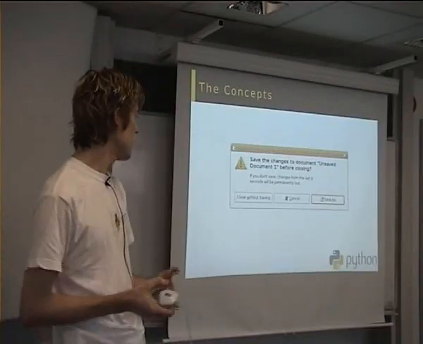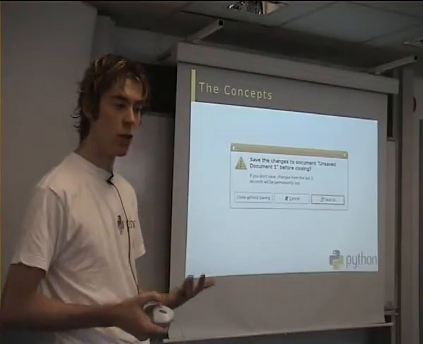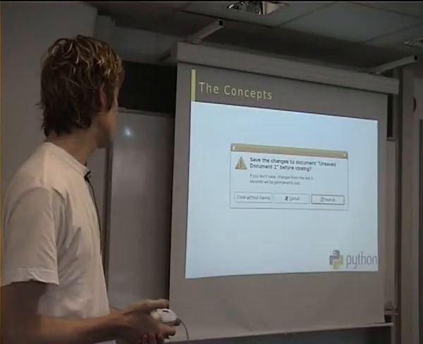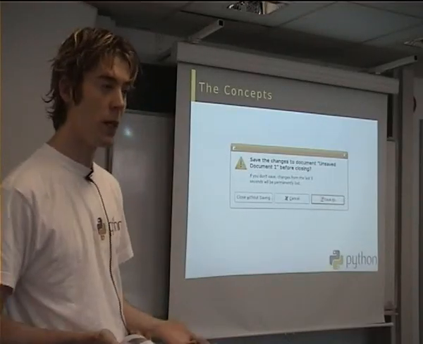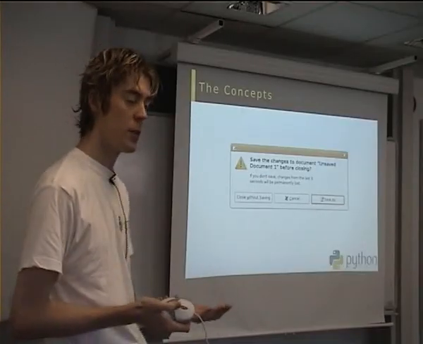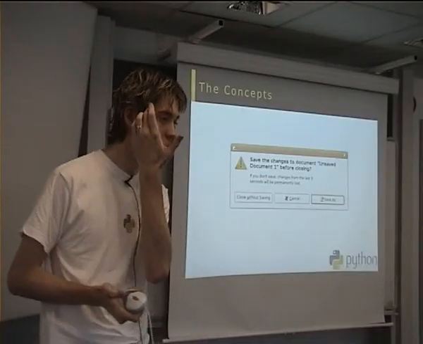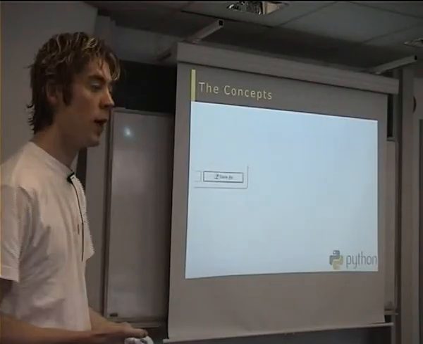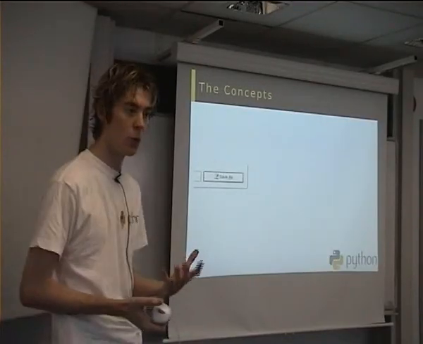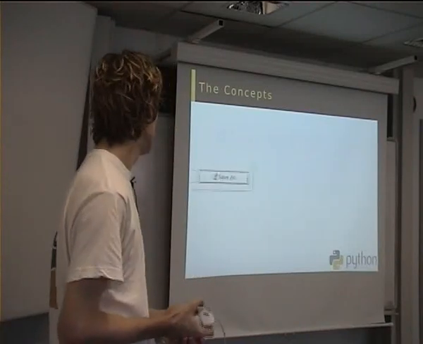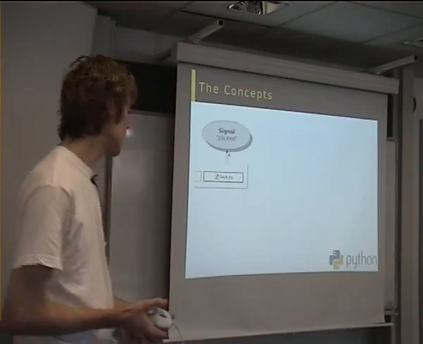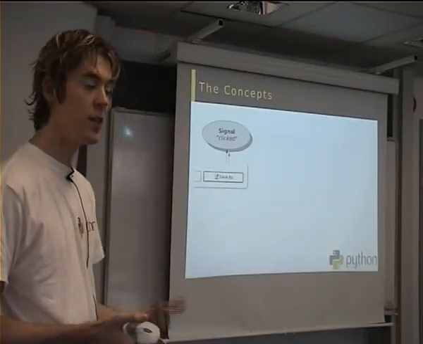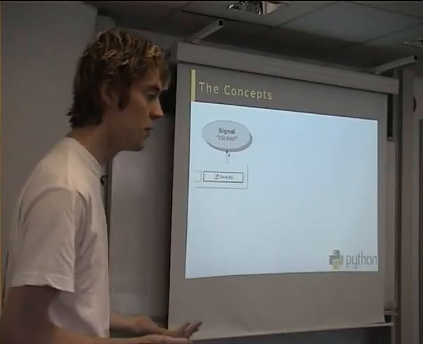So let's talk about the concepts now and what we're actually trying to achieve. This is a dialog box which you'll all be familiar with. And we need to come up with some of the terminology that's used when we're developing these GUI applications. So we're going to take a simple button and we're going to talk about what happens when that button is clicked. Well, the first thing that happens is a signal is generated. And in this case, the signal is the clicked signal.